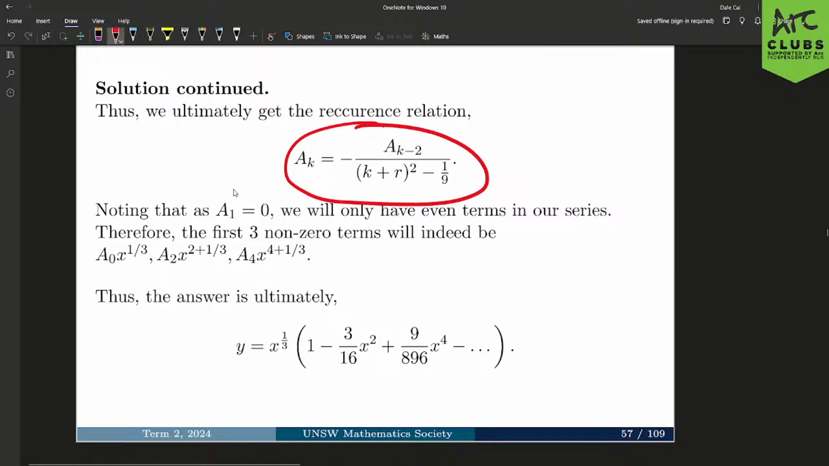Remember a1 is 0, so all the odd terms are 0. So we just check the even terms. There should be an a0 here. If you check the even terms, the first one will be a0, and then a2 will follow from this equation. a4 will also follow from this equation.